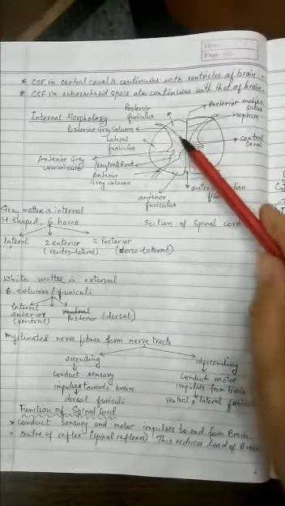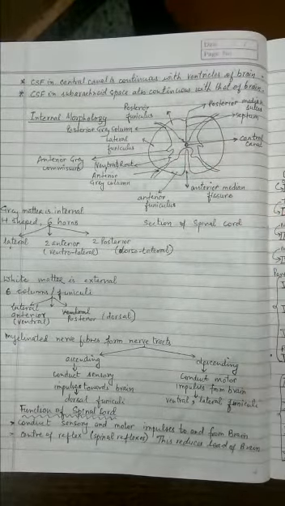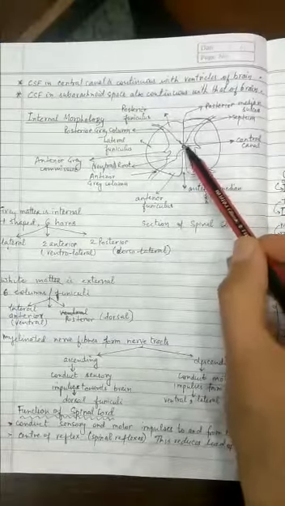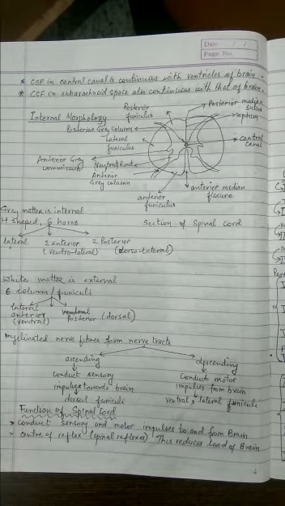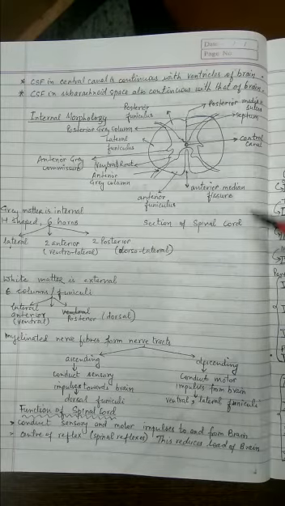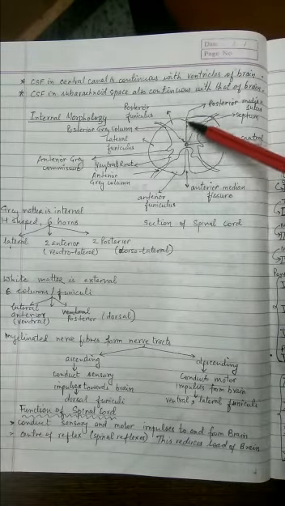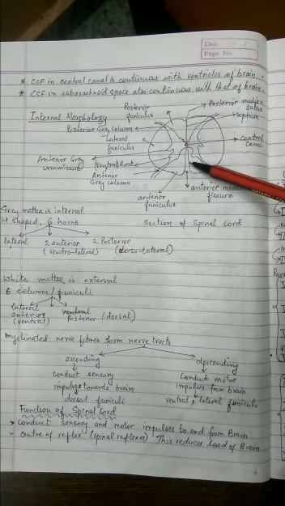The gray matter appears to be like a butterfly shape or the H alphabet shape, and there is a small cavity present which runs throughout the length of the spinal cord, which is called the central canal. This is the canal through which the ventricles are connected with the spinal cord, and it also carries the cerebrospinal fluid. Now there are various portions which are supposed to be learned.